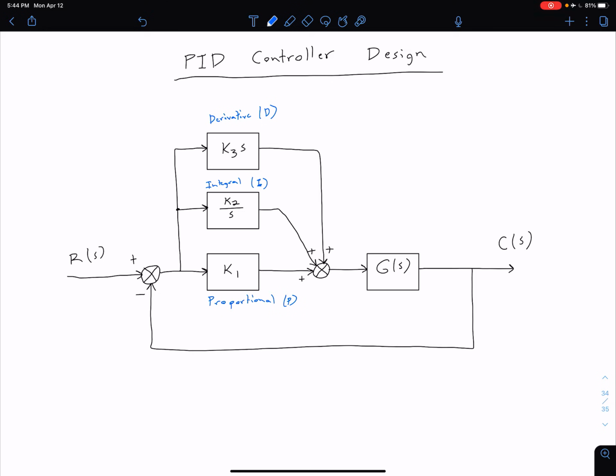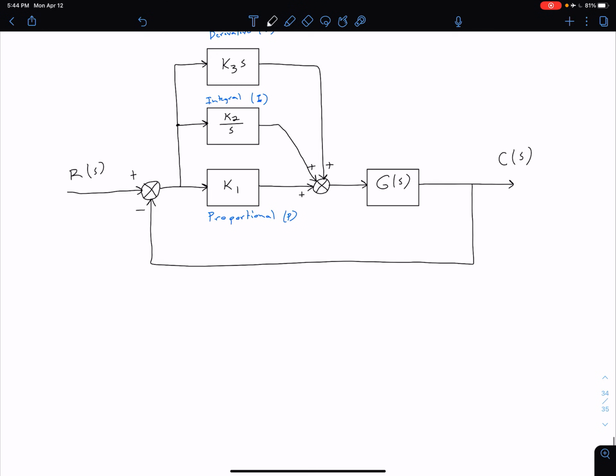So we can consider the overall transfer function for this compensator network right here. We notice that all 3 of those blocks are in parallel. So we can say that our compensator network has G of S, which is equal to K1 plus K2 over S plus K3 times S.